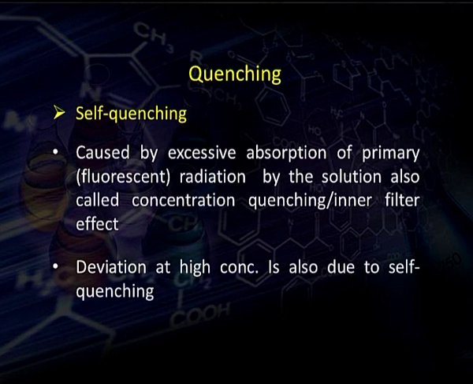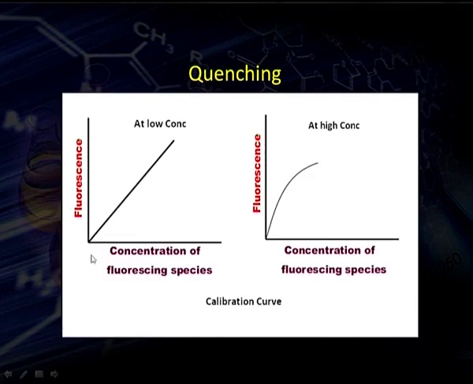As for example, in this graph we have plotted fluorescence versus concentration of the fluorescing species. So, at low concentration we get a straight line, but at high concentration there is a deviation from the straight line. So, this is due to the self quenching.